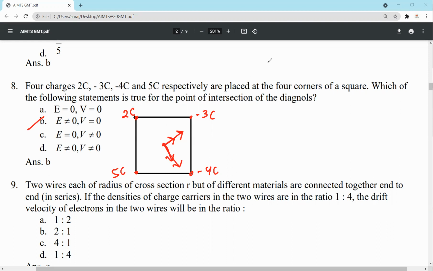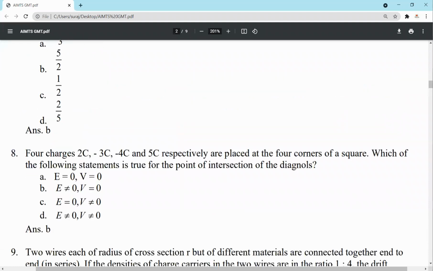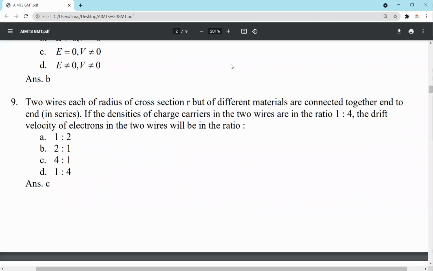Coming to question number 9. 2 wires, each of radius of cross section r, but of different materials, are connected together end to end in series. If the densities of the charge carriers in the 2 wires are in the ratio 1:4, the drift velocity of the electrons in the 2 wires will be in the ratio? Drift velocity is what?